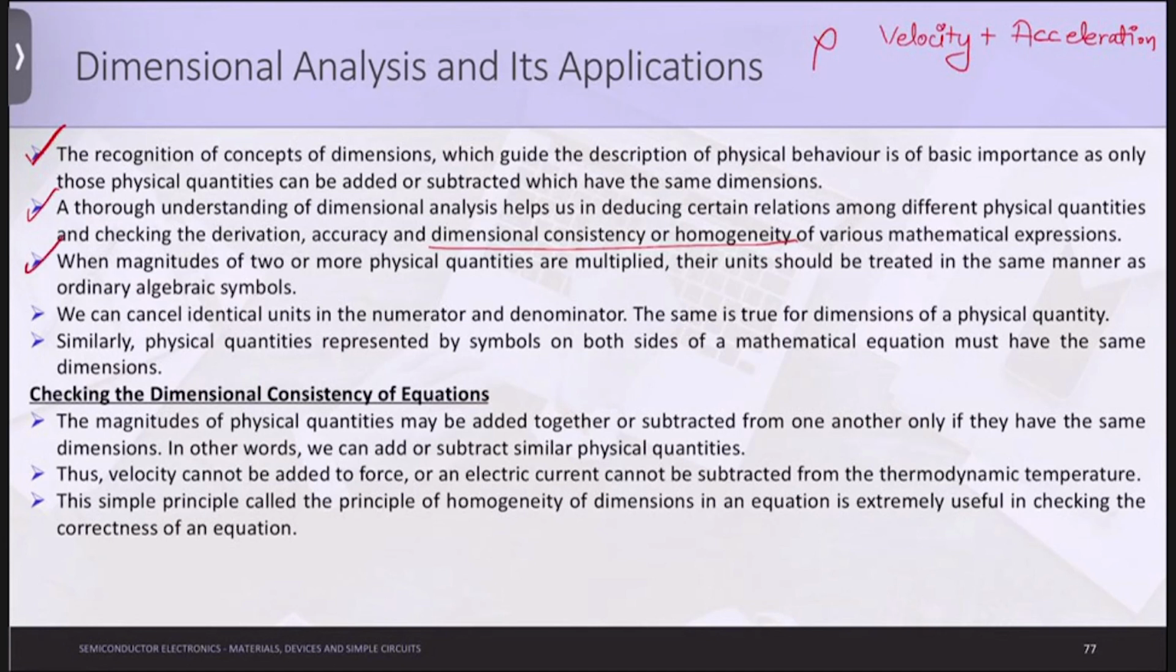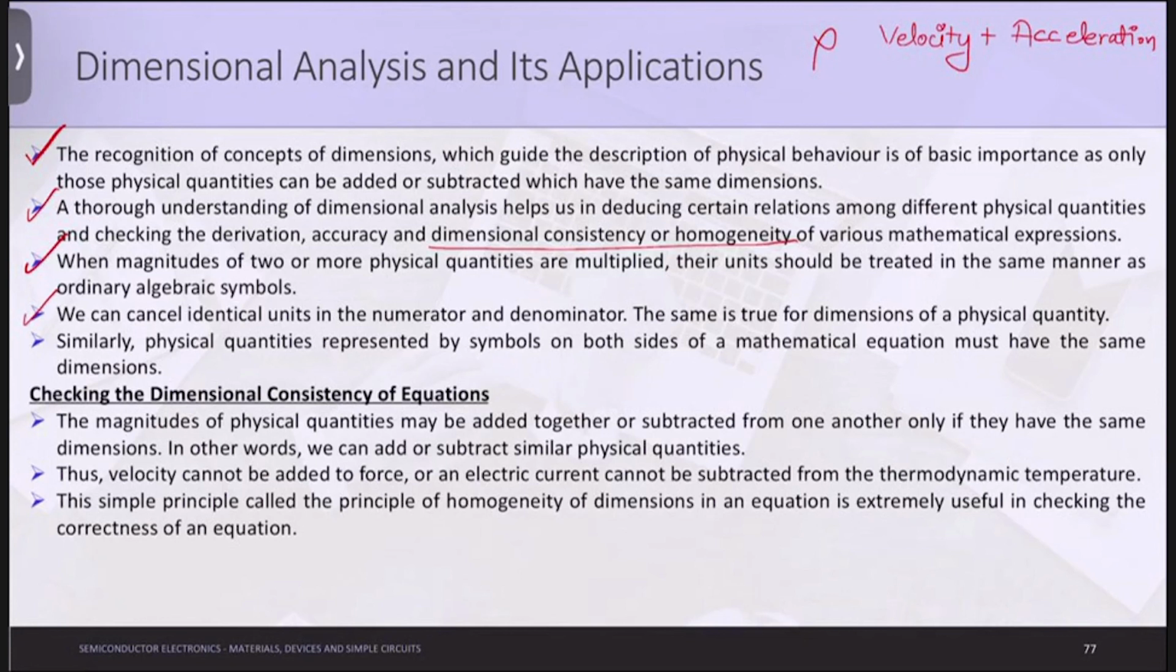Okay, so simple multiplications have to be used. That statement is quite evident directly. When magnitudes of two or more physical quantities are multiplied, the units should be treated in the same manner as ordinary algebraic symbols. We can cancel identical units in the numerator and denominator. The same is true for dimensions of a physical quantity. Everything which is written here, I will try to put examples in front of you also, so that it can be easy to understand.